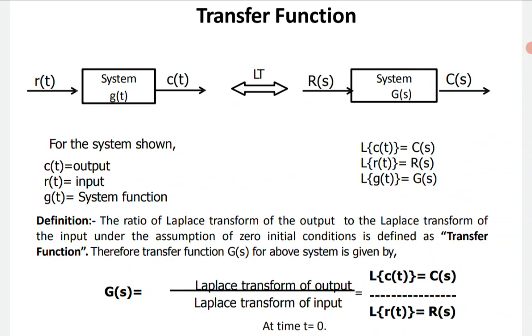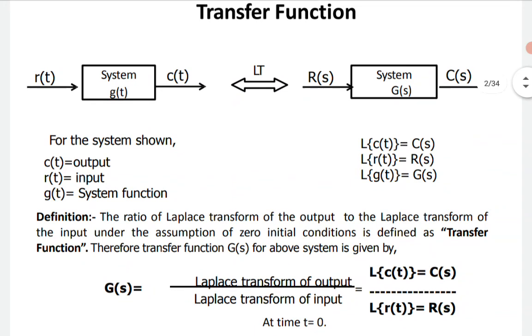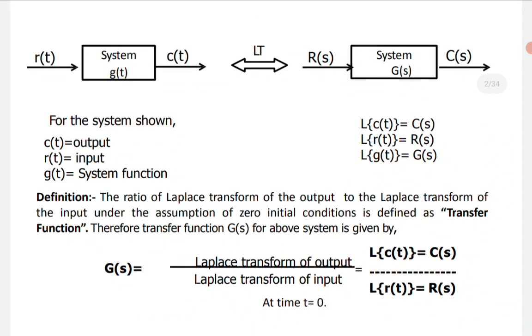Now see, when I represent g of s, that is the Laplace transform of the output variable to the Laplace transform of the input variable with zero initial conditions, it can be written as L of c of t by L of r of t, where L stands for Laplace transform, that is nothing but c of s by r of s. So this fundamental form should be known to you.